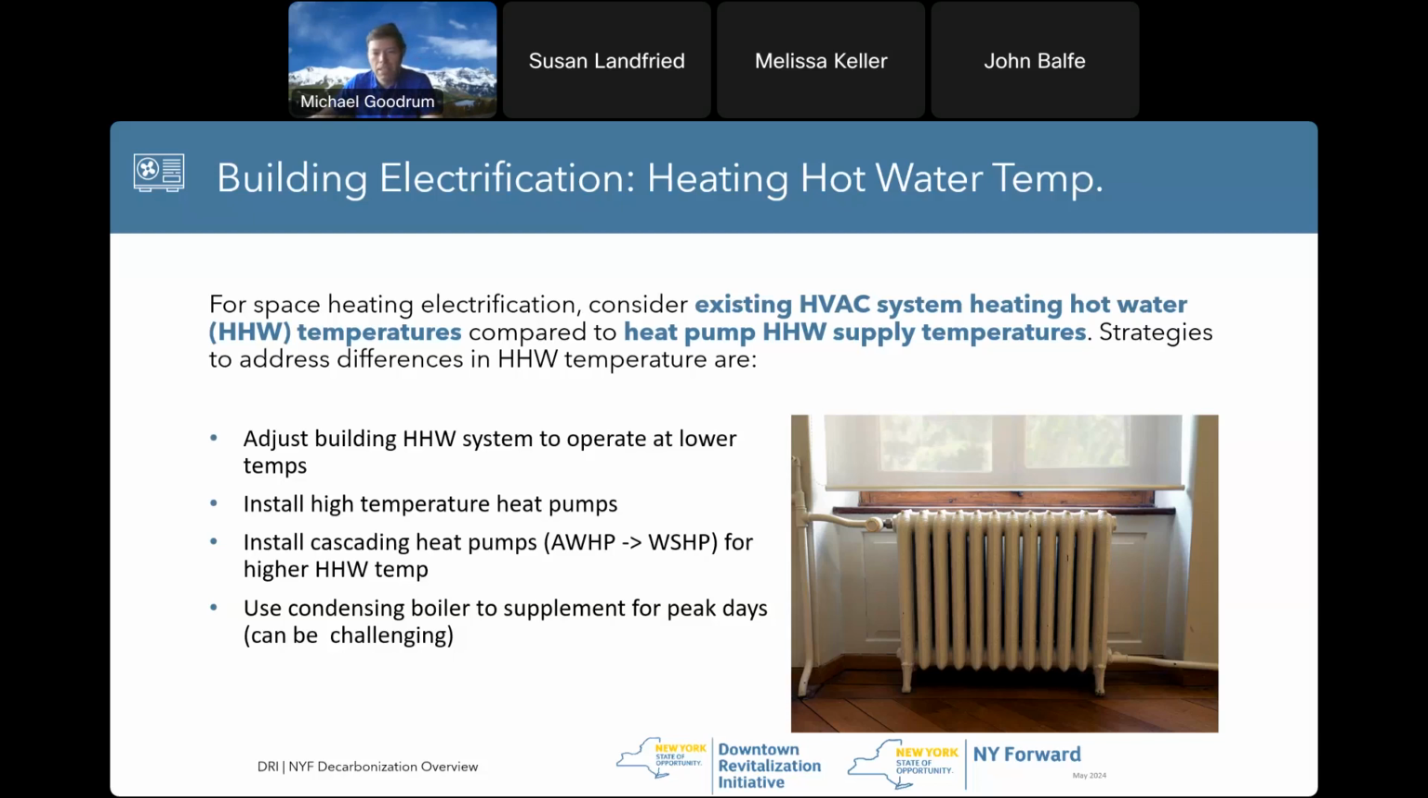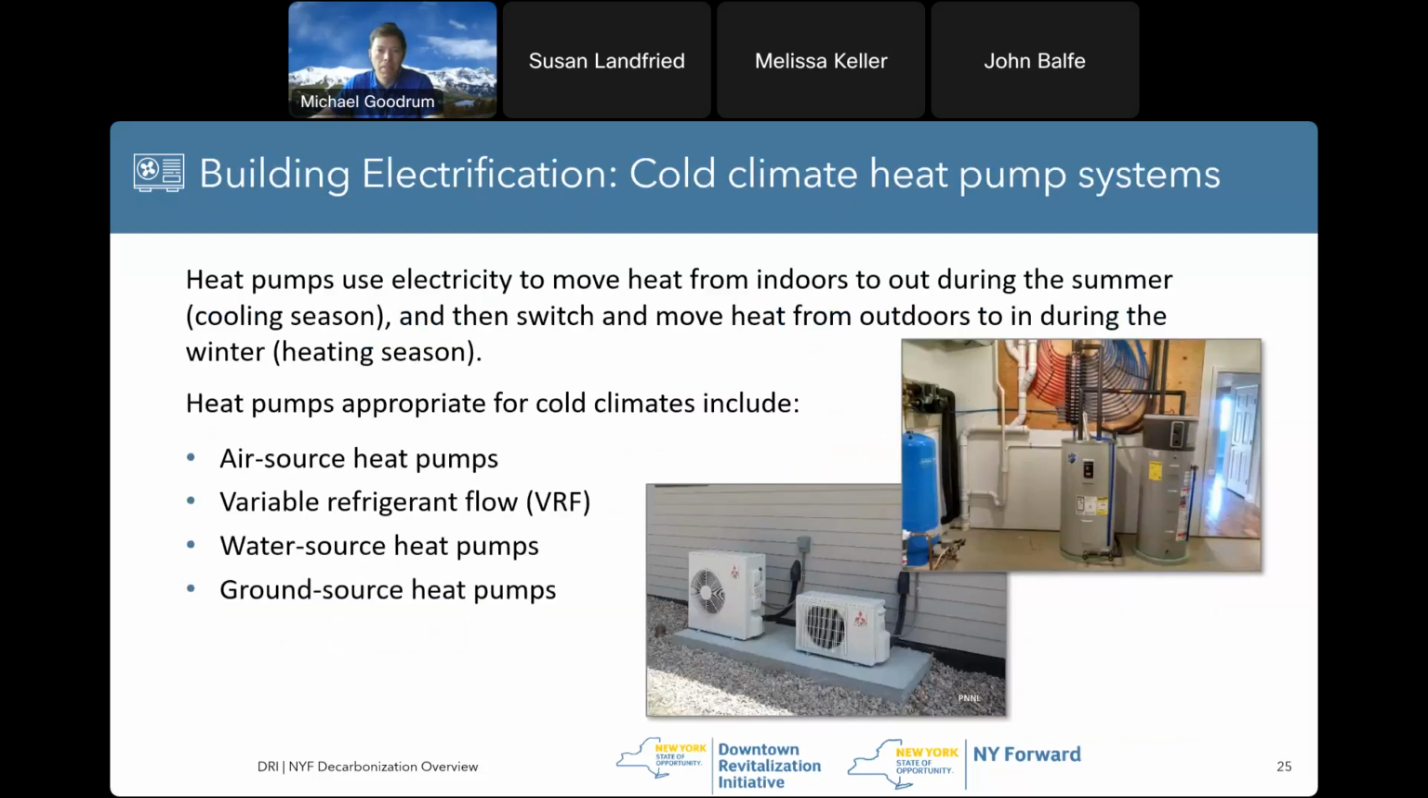It's not as simple as, oh, let's just put in a heat pump instead of the boiler and we're good. Especially for a lot of the buildings and projects in New York, you've got systems that have been operating at probably about 180 degrees, and a lot of heat pumps are like 120, maybe 140. So that's something to definitely think about and have looked at as part of an energy audit or a decarbonization assessment.